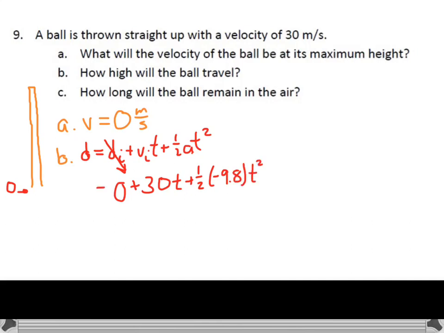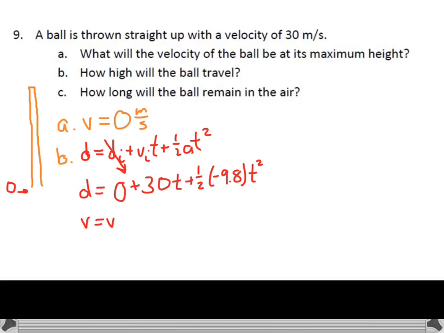Okay. Now, do I know the distance that it traveled to reach maximum height? No, that's what I'm trying to figure out, right? Because it says how high will the ball travel. This is what I want to know. But I don't know the time that it spends to get up to that height, this maximum height up here. So I need to bring in my other equation, the velocity equation. So let's bring that in and see if we can use that to help us solve for time.